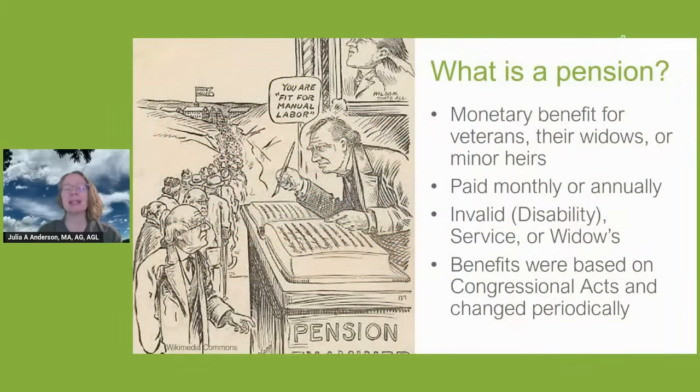So first, I'd like to establish some historical context. What exactly is a pension? Generally, it's a sum of money paid monthly or yearly as a retirement benefit or supplemental income. Military pensions were paid to veterans or their family members by the government. There were three basic categories: invalid or disability pensions, service pensions, and widow's pensions. Because specific benefits provided by pensions were based on acts of Congress, they changed periodically, making it important to understand the timeline of pension laws.